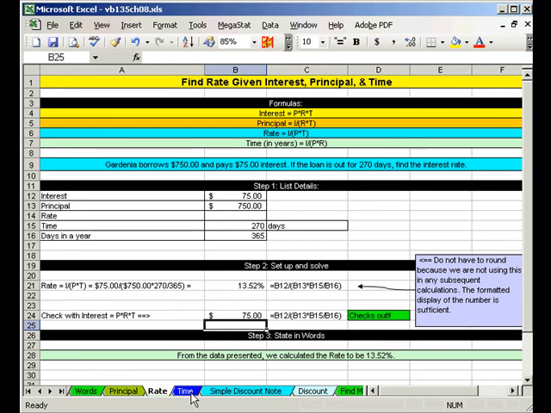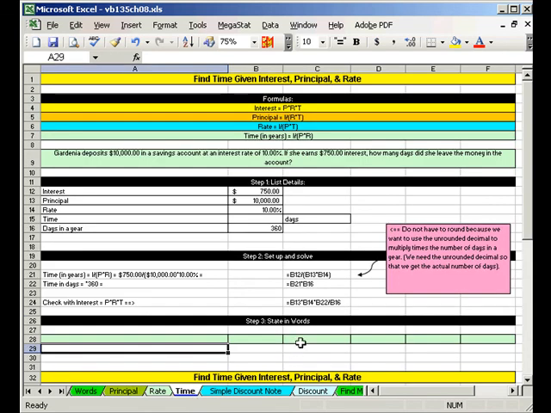Let's go and try solving for time. I think we have two examples here. This one, time in years: interest divided by principal times rate. So here's our question. Gardenia deposits $10,000 in a savings account at an interest rate of 10%. If she earns $750 interest, how many days did she leave the money in the account? Hey, this is a great question. We're going to assume 360 days for this one.